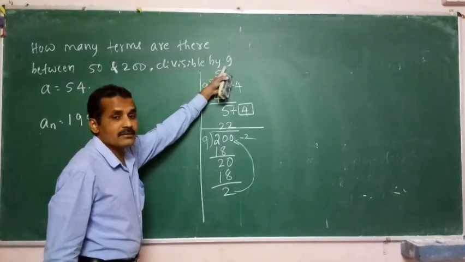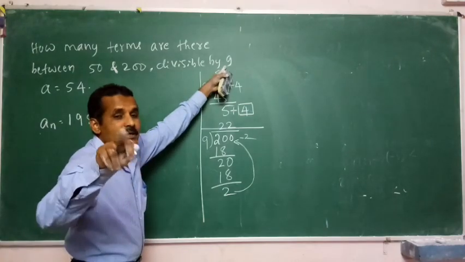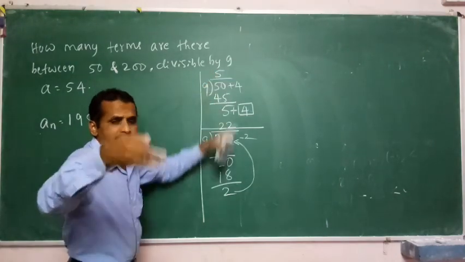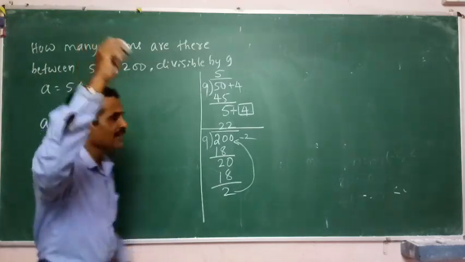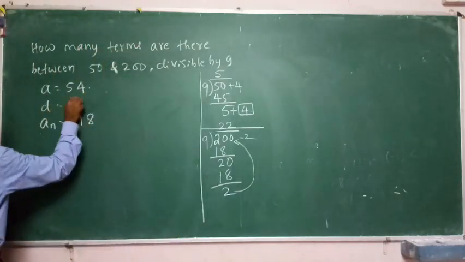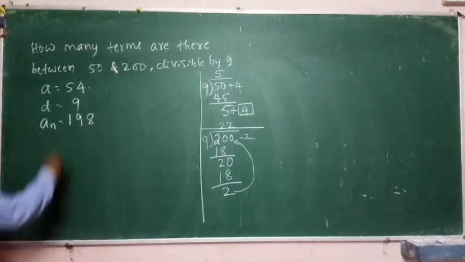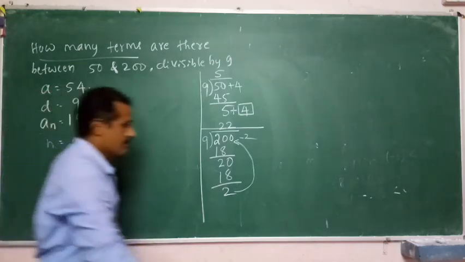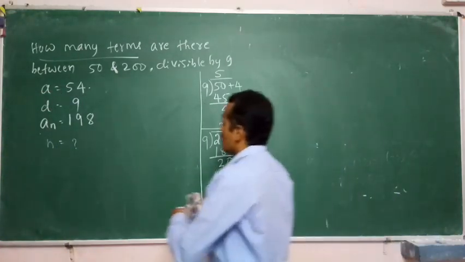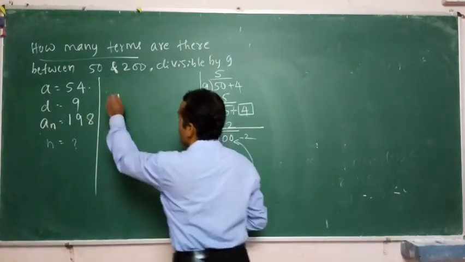Divisible by 9 means common difference is equals to 9, because the numbers are multiples of 9. That means naturally common difference will be 9. I can say d is equals to 9. That's all. I have to find how many terms are there. n is equals to how much? Come on. Solve the problem.